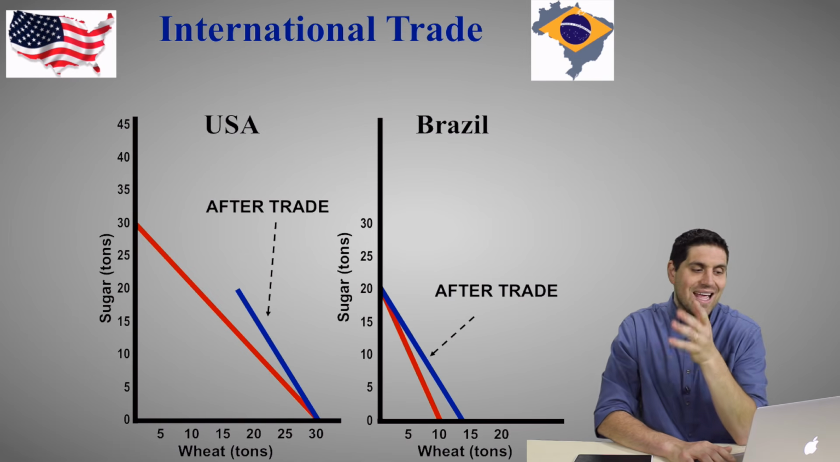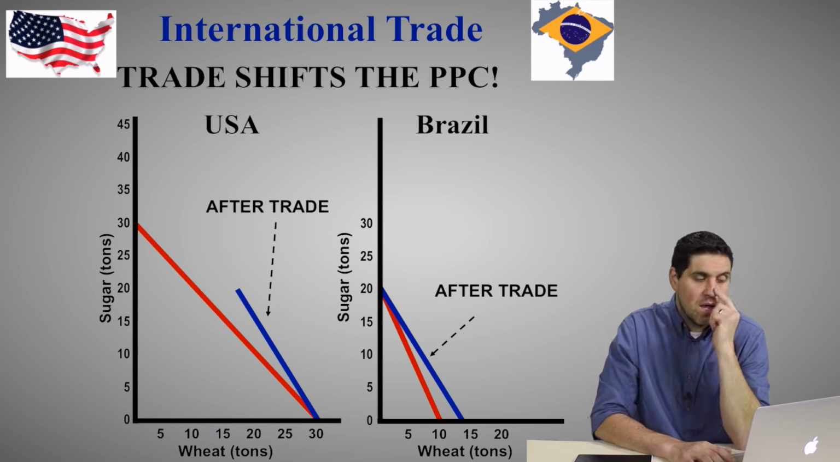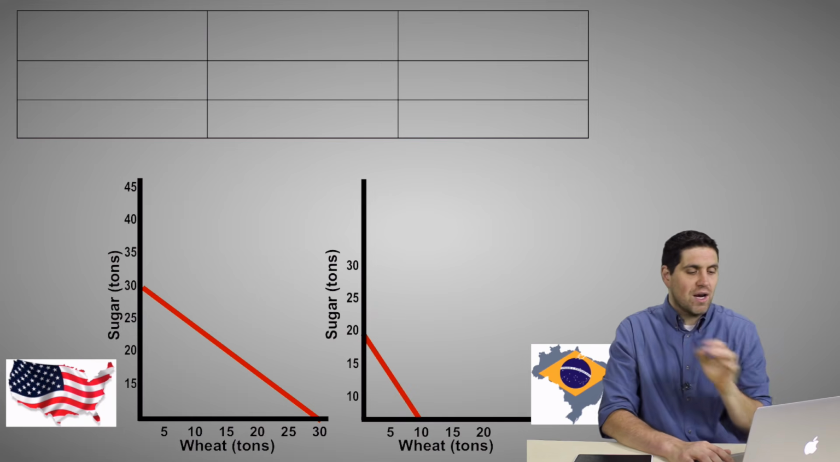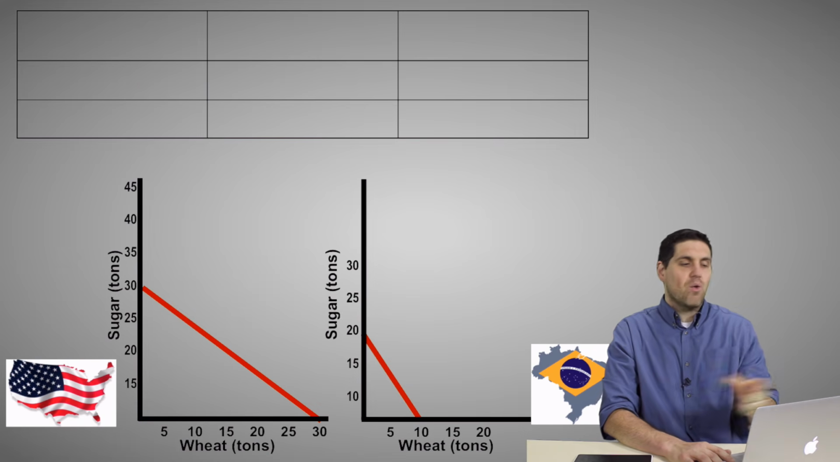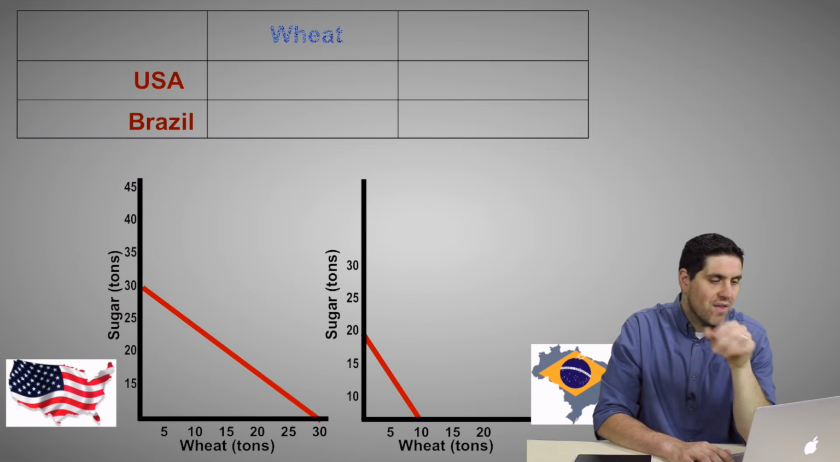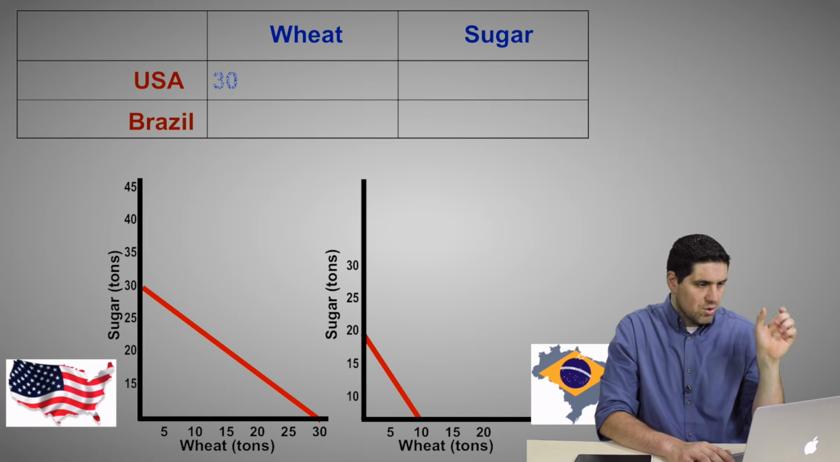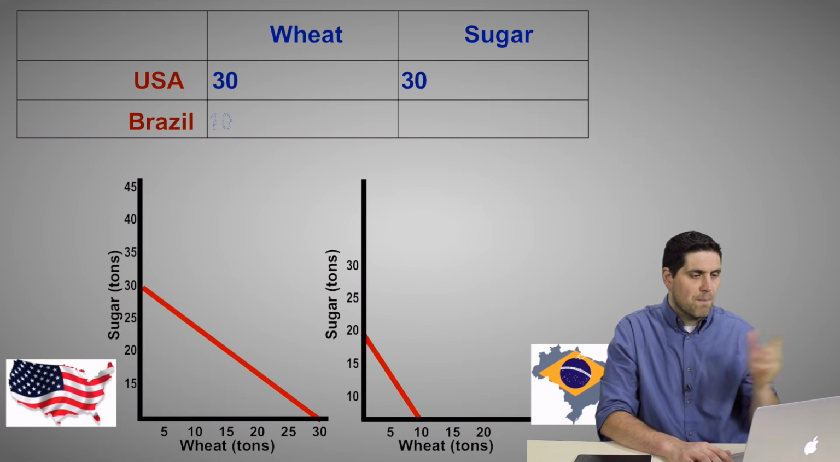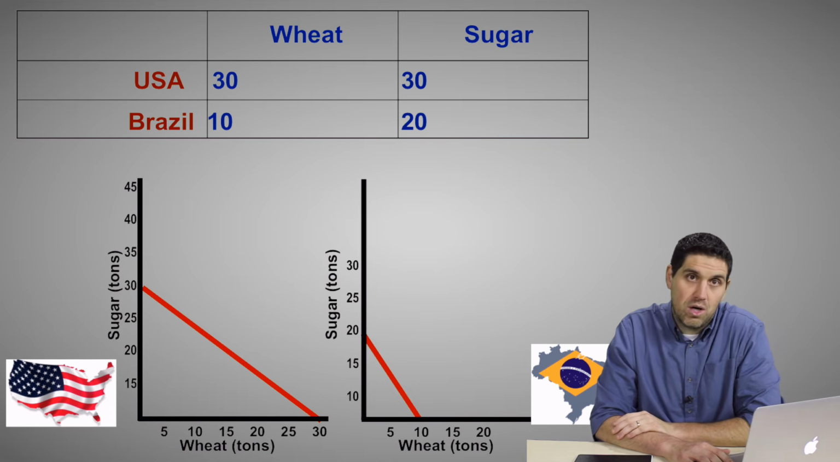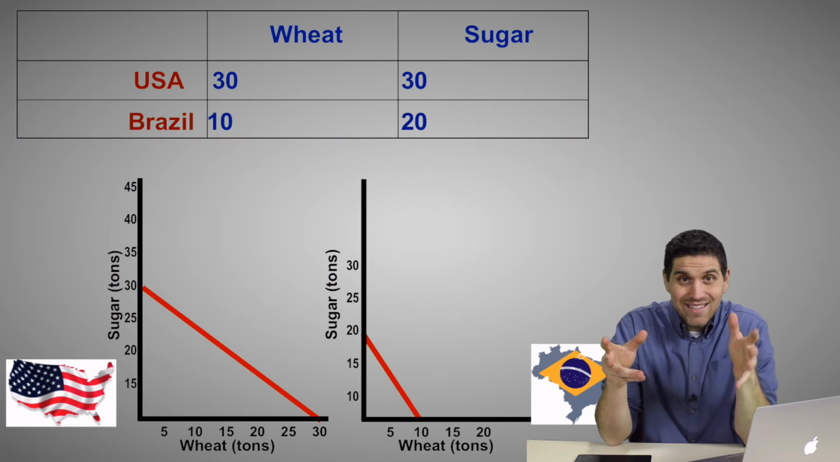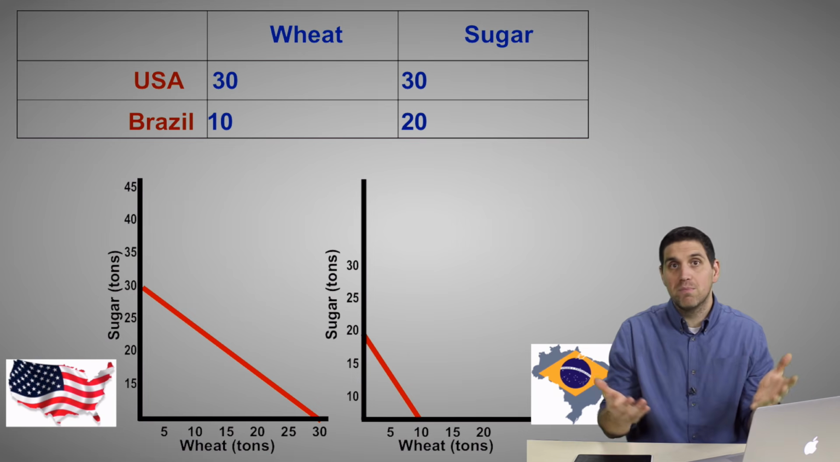Now, the question is, how did I get those numbers? This is the tricky part. What you got to do when you do these questions, first you got to convert the graphs into a chart. So I've got the countries, US and Brazil. On the top, I've got wheat, I've got sugar. Now I just plug in the numbers. The United States can produce 30 wheat or 30 sugar. Brazil can produce 10 wheat or 20 sugar. So absolute advantage is really easy to spot. It's just whichever country can produce more in this case.